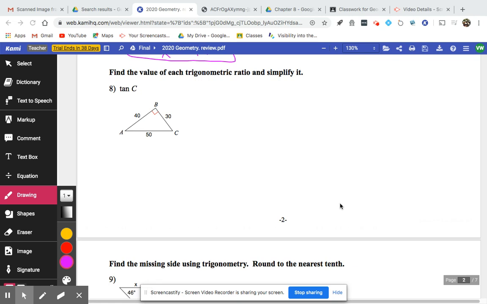All right, welcome back, Geometry. We're continuing on with the Semester 2 final exam review. This video, we are doing numbers 8 through 14, so buckle up. We're in for a wild ride.